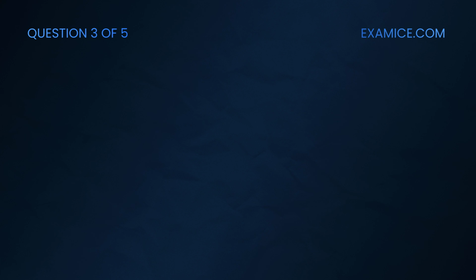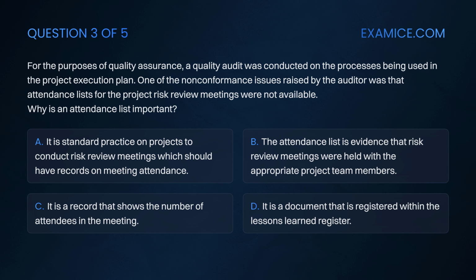Question 3. For the purposes of quality assurance, a quality audit was conducted on the processes being used in the project execution plan. One of the non-conformance issues raised by the auditor was that attendance lists for the project risk review meetings were not available. Why is an attendance list important?